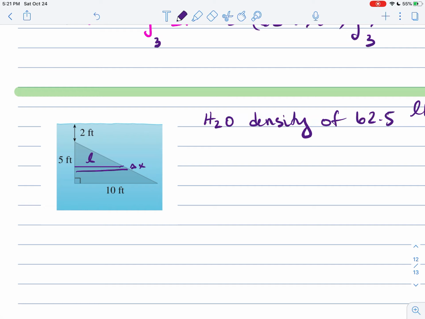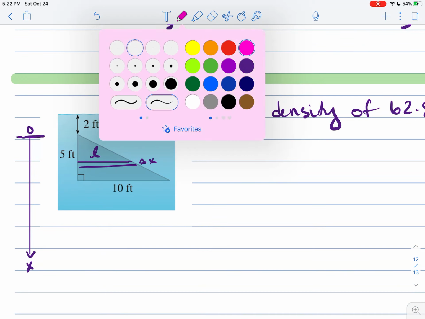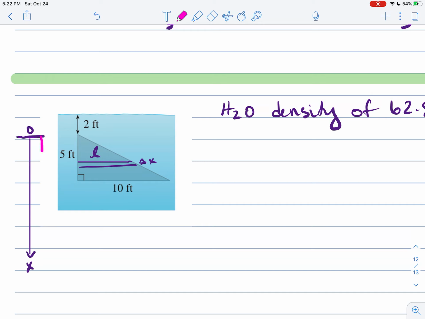In this instance, I'm going to put the 0 at the top of the triangle, and I'm going to go down and label that X. So I know that the distance from 0 to the slice is going to be X. This distance is going to be X, because any distance out along an axis starting from 0 is going to be that arbitrary value named for the axis that you're going along.